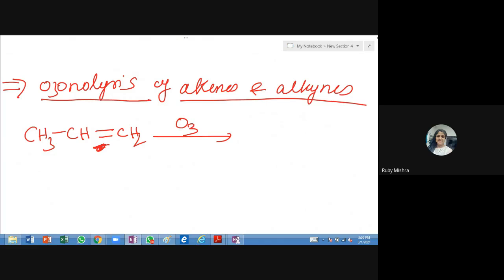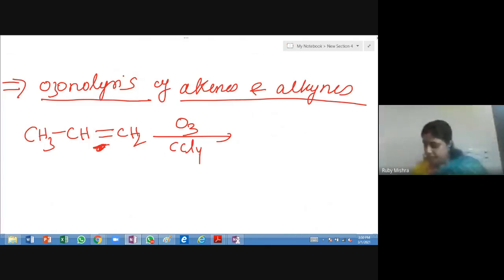So ozonolysis, what is ozonolysis? Ozone exhibits electrophilic character, and we know that alkenes undergo electrophilic addition reaction. So it reacts rapidly with alkenes. That is one part. It reacts rapidly with alkene in the presence of a solvent such as CCl4. So if we add ozone in the presence of a solvent, that is CCl4, then they produce one cyclic peroxide.